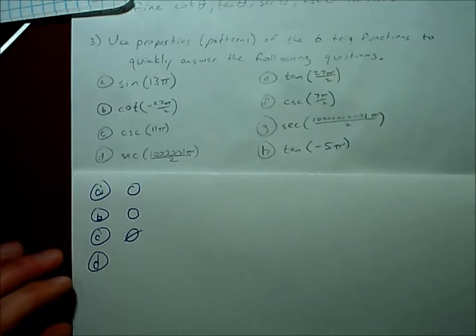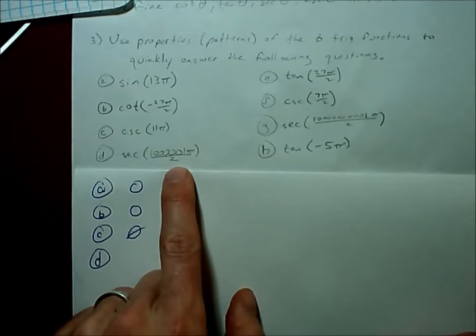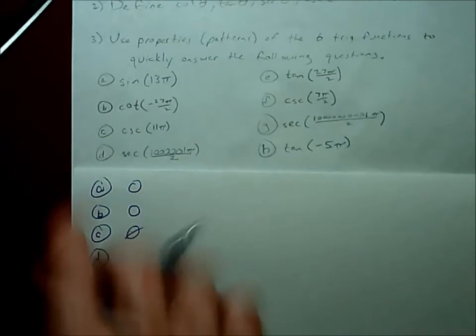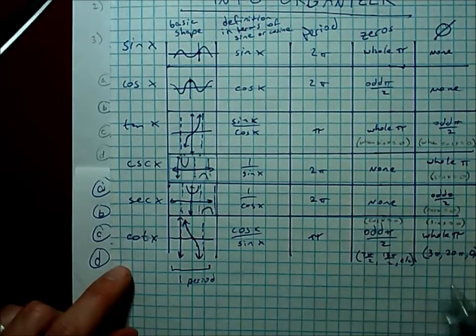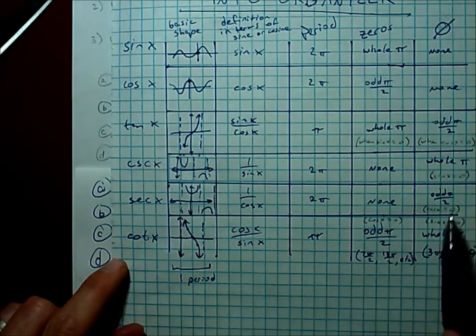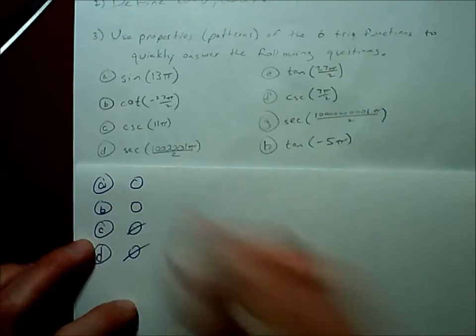D, secant of 1,000,001 pi over 2. Now, I added this over 2 in later, but secant at an odd pi divided by 2 is going to be undefined. Why? Because cosine would be undefined there.